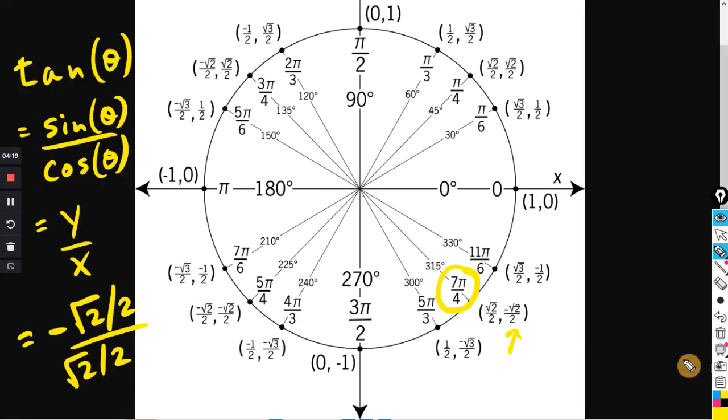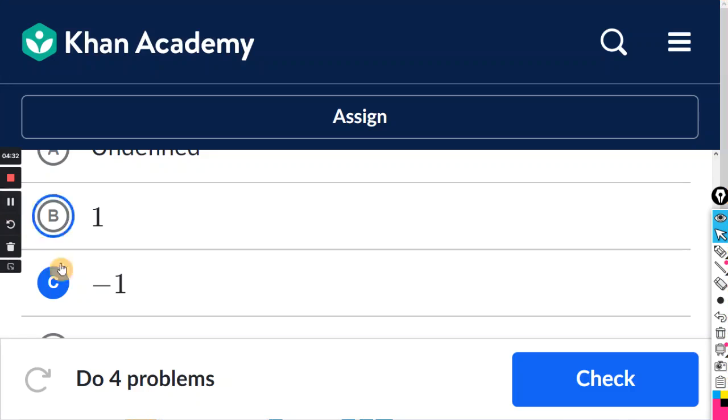All right, so it's the same number over itself, but there's a negative in there. So that's just going to equal negative 1. Answer C.